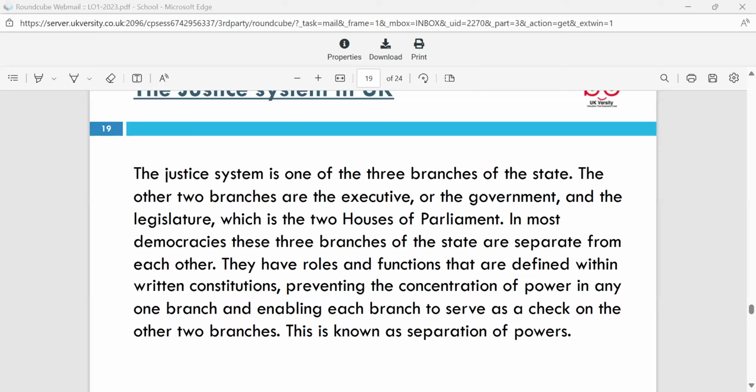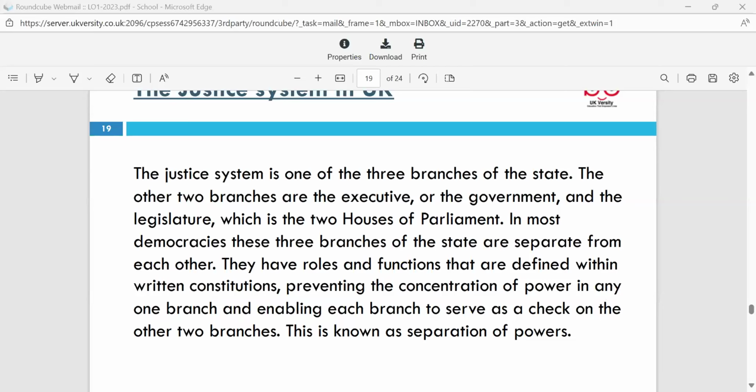The executive's role is, like we said, to formulate and implement government policy and laws, and that includes the Prime Minister, the Crown, and the Cabinet. We have the legislature who make and pass the laws, and that's the Crown, the House of Commons, and the House of Lords. And then we have the judiciary who interpret the laws and ensure they are applied. So this is judges in courts and tribunals, with the Supreme Court as the highest court.